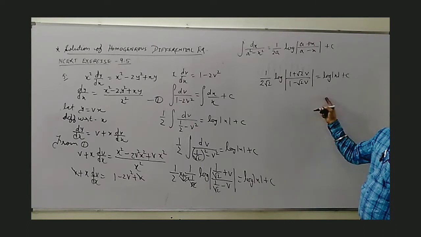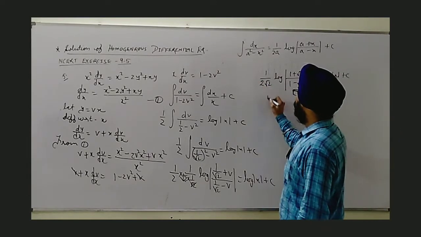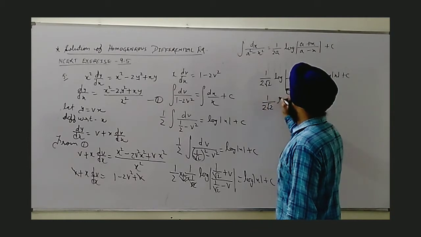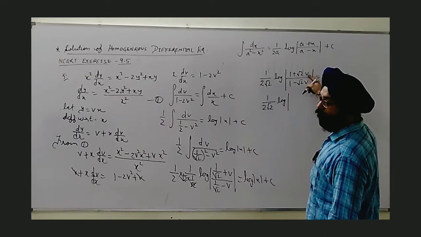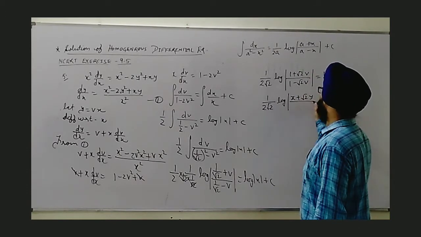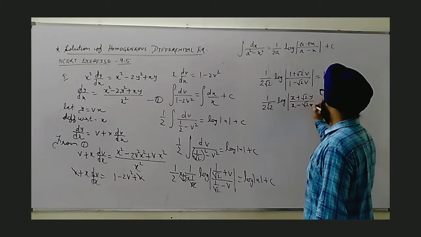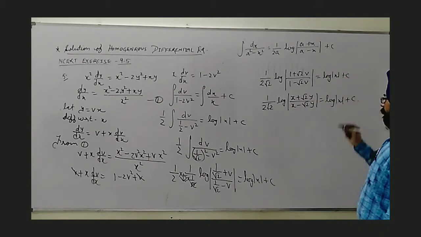Now this is the final stage. We will replace v by y upon x. Here we get 1 by 2 root 2 log. If I put v is equal to y upon x, the result will be x plus root 2y upon x minus root 2y equal to log mod x plus c.